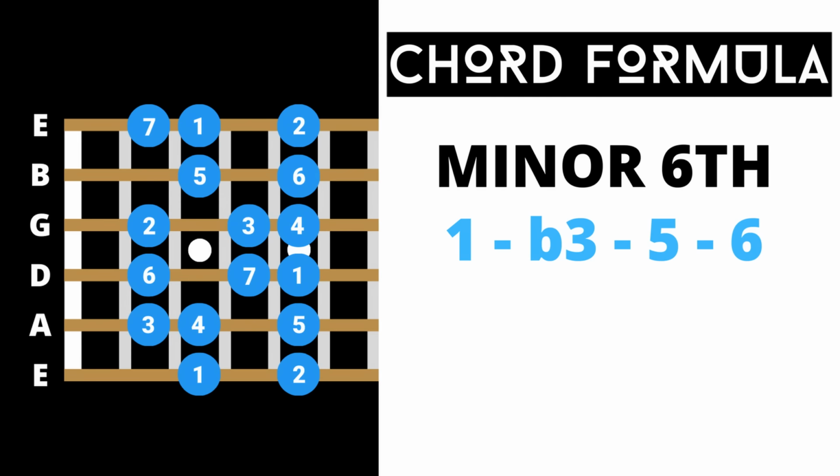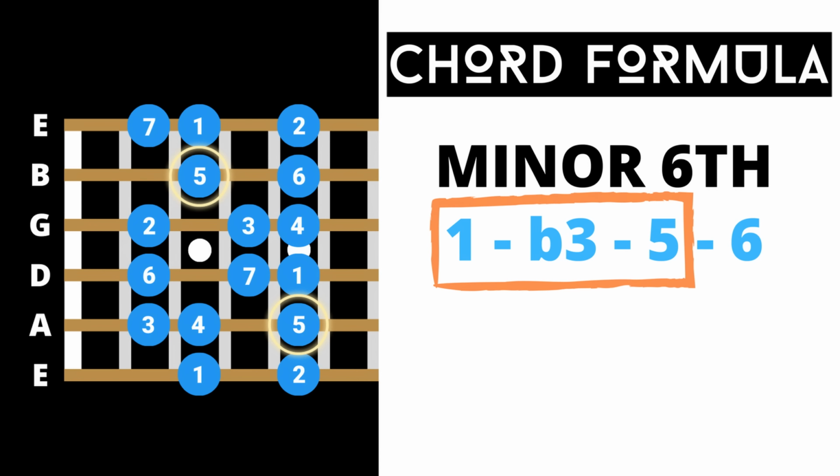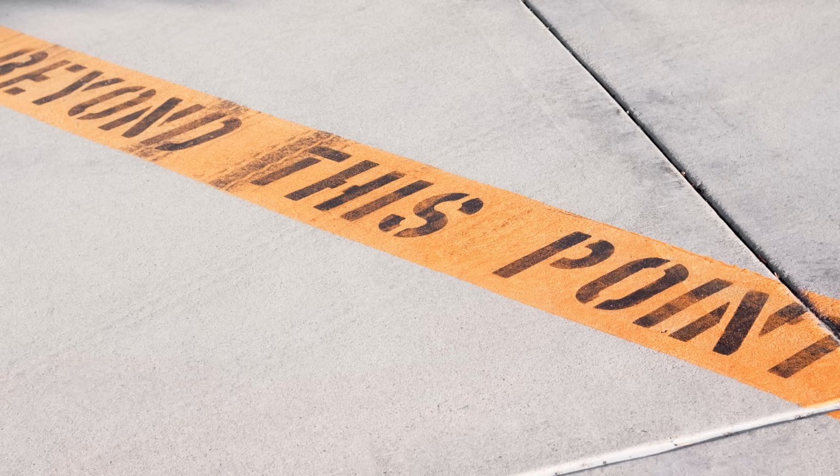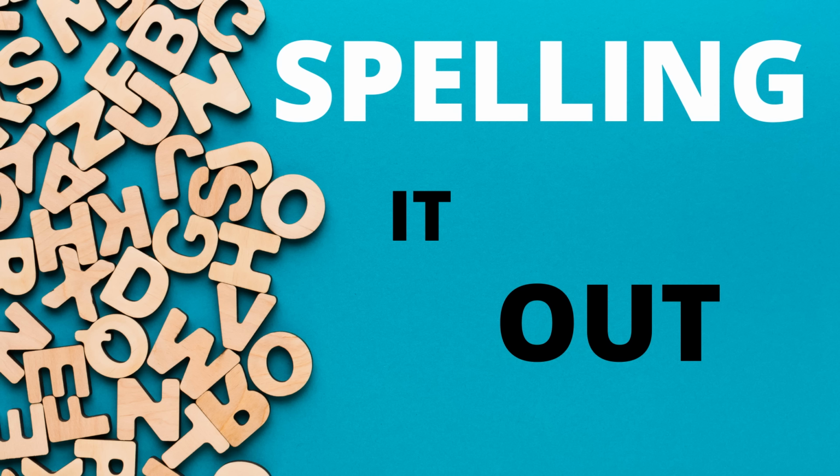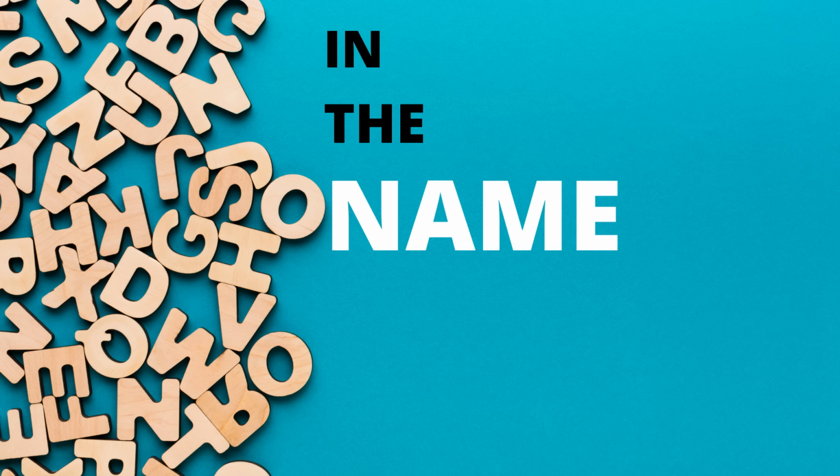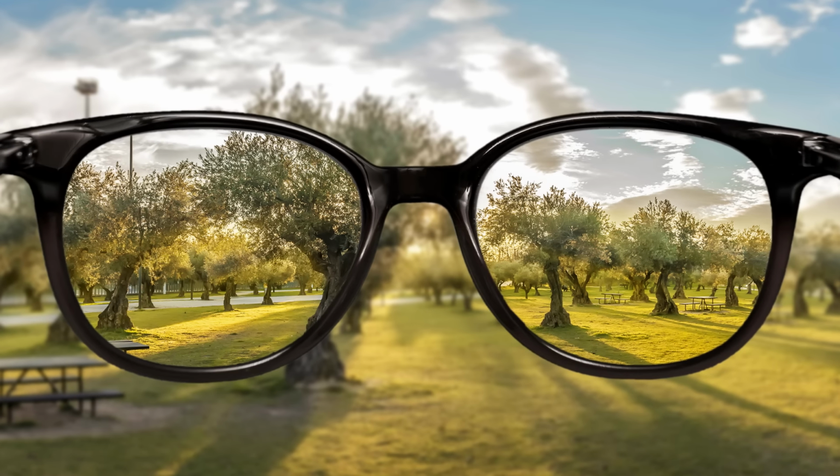And in the minor 6, we have 1, flat 3, 5, which is a minor triad, plus the 6th degree of the major scale. You will find that all chords beyond this point are really just spelling out how they're built in the name of the chord itself. This will become clearer as we progress.